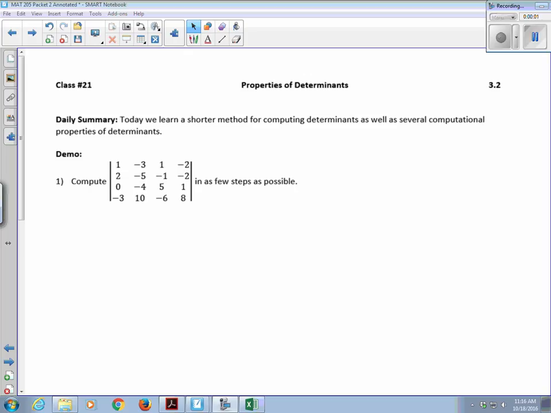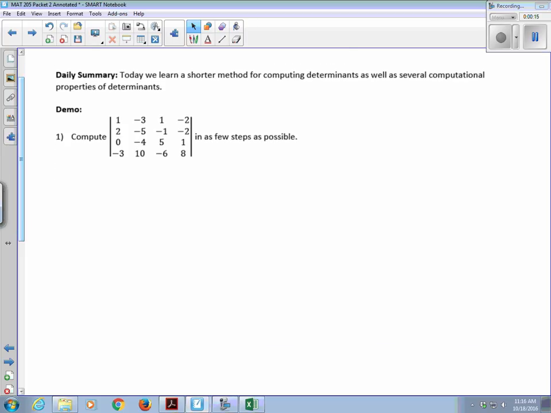So we're going to learn a shorter, sometimes shorter, method for computing determinants, as well as several computational properties of determinants. All right, so I've got a 4x4 matrix here. I want to find its determinant. A cofactor expansion would be really tedious in this case because I don't have a lot of zeros. There isn't a column or row that makes that nice and easy. So instead, I'm going to use this theorem that relates a matrix and its row-reduced equivalent matrix and their determinants.